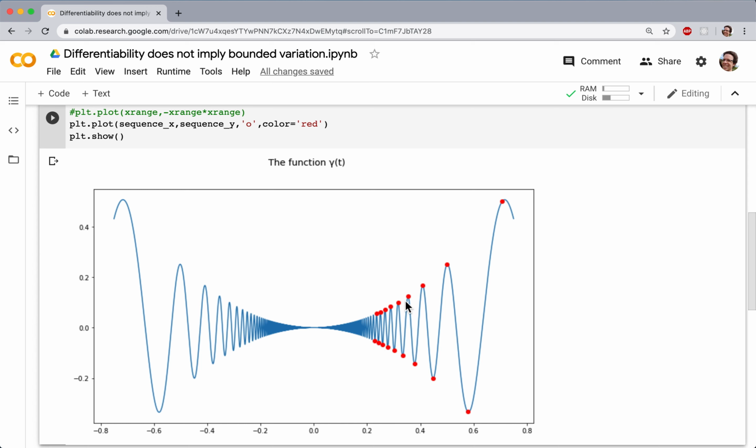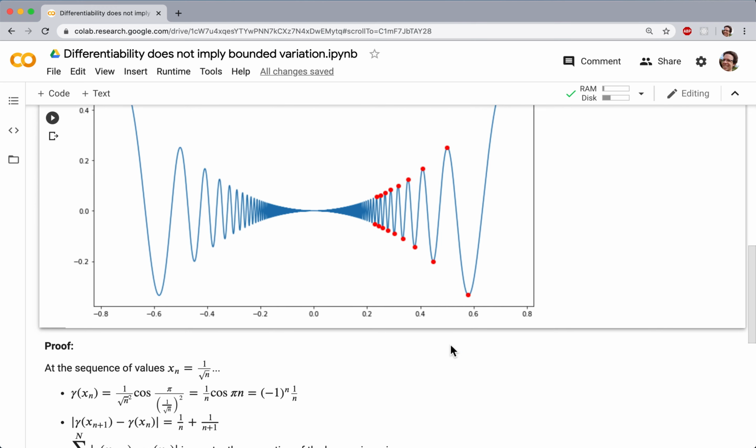So we're going to take a finite list of these values, and then we're going to calculate the x values associated to them, which are 1 over square root of n, and then we're going to calculate the y values associated to them, and then we're going to use them to calculate the variation of gamma with respect to a partition that contains these endpoints. So let's do that, and we'll see that we can prove that gamma actually does not have bounded variation.